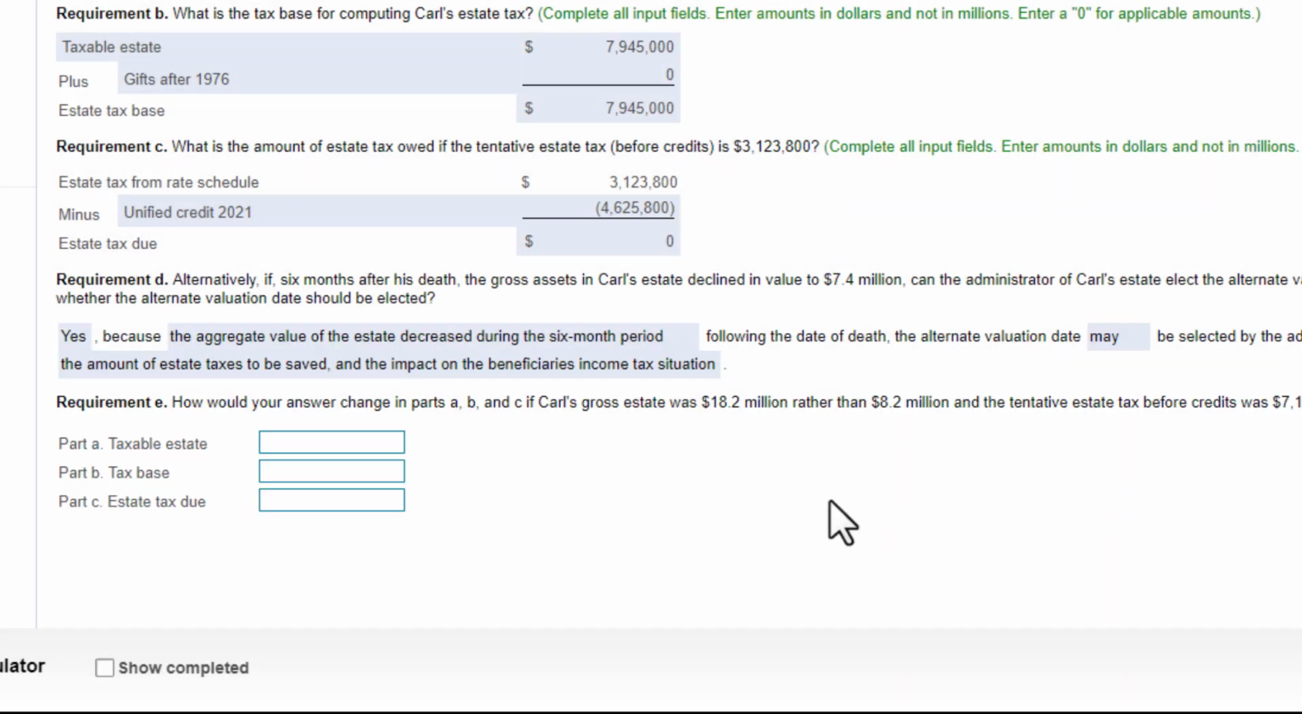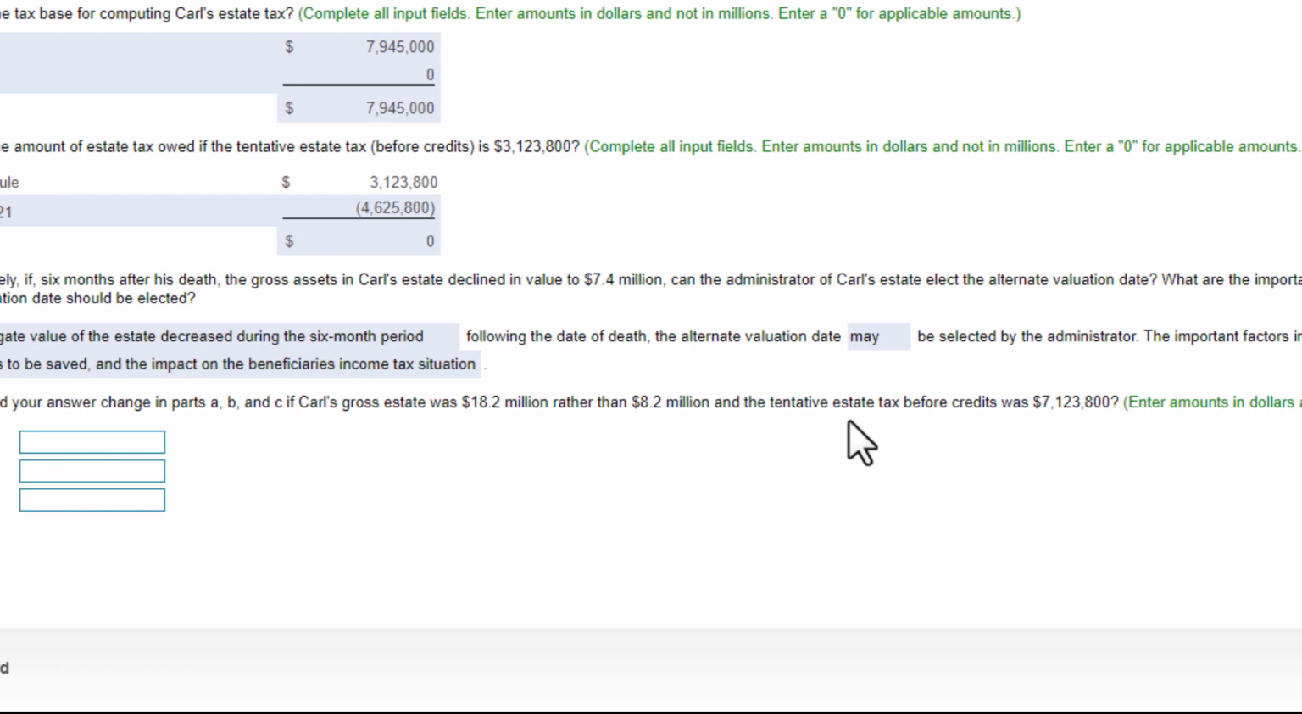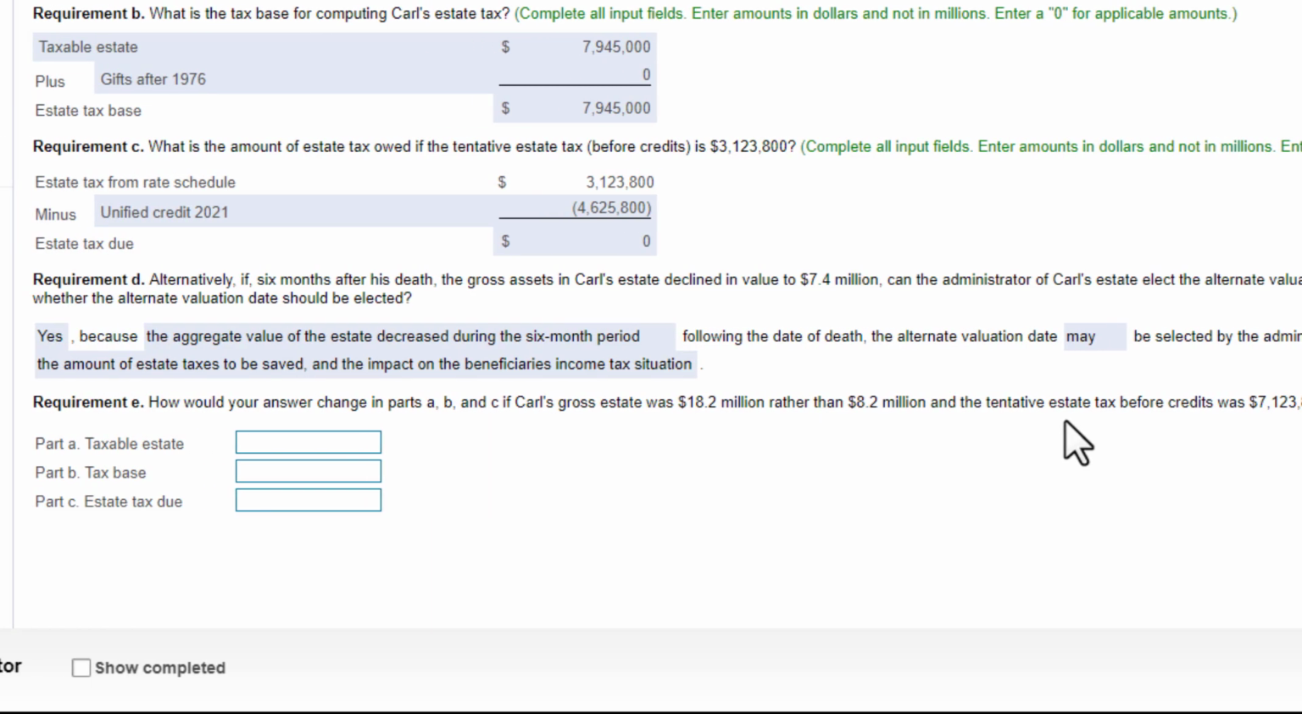So here's the other part that everyone tends to get tripped up on, and that is, how would our answer change in parts A, B, and C if the gross estate was $18.2 million instead of $8.2 million, and the tentative estate tax before credits was $7,123,800? So let's go through and look at that for a second.